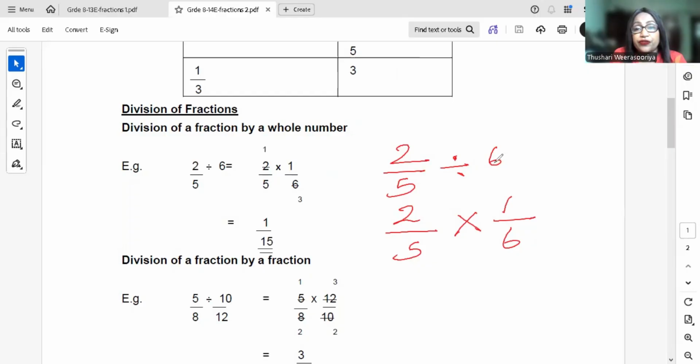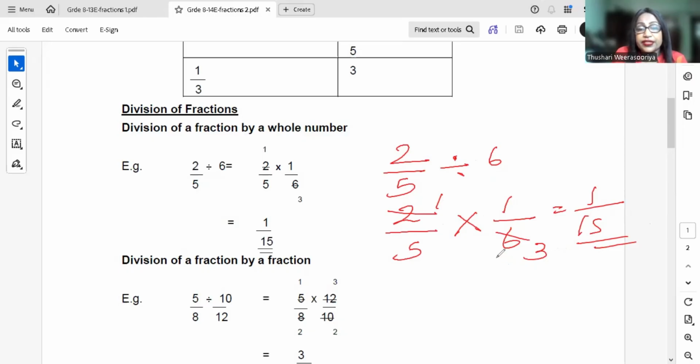6, you can write as well 6 over 1. What's the reciprocal of 6? 1 over 6. I converted division into multiplication. Now you know multiplication very well, so you can do it according to the multiplication sum, and you can do the cut and chop. On top you get 1 times 1, 1. 5 times 3, 15.